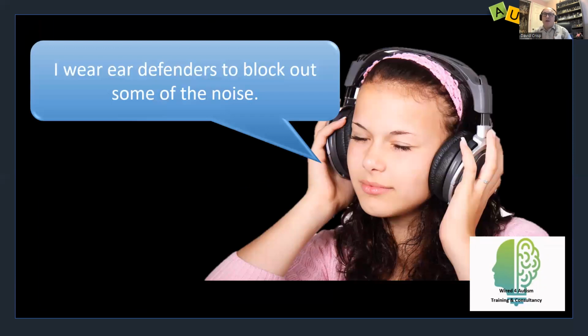I've already mentioned this, but the young lady here is wearing ear defenders to block out some of the noise. You often find they'll wear ear defenders, or they'll be listening to music, because the sound of their own music blots out the other sounds, and it allows them to calm. Imagine yourself, if you're not autistic, in a library or a church, somewhere it's supposed to be quiet, and someone's making a lot of noise. It can be very, very distracting. Imagine if you multiply that 1,000 times: that could be that autistic person's experience every time they go to a crowded place.